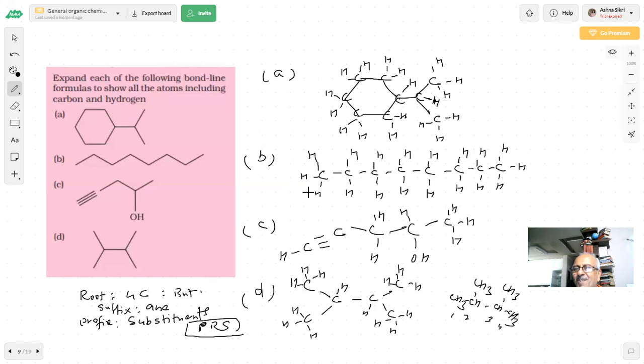So what will be this? 2,3 dimethyl butane. ठीक है? Yes, sir. Okay. 2,3 dimethyl butane. Okay. So we know about this.